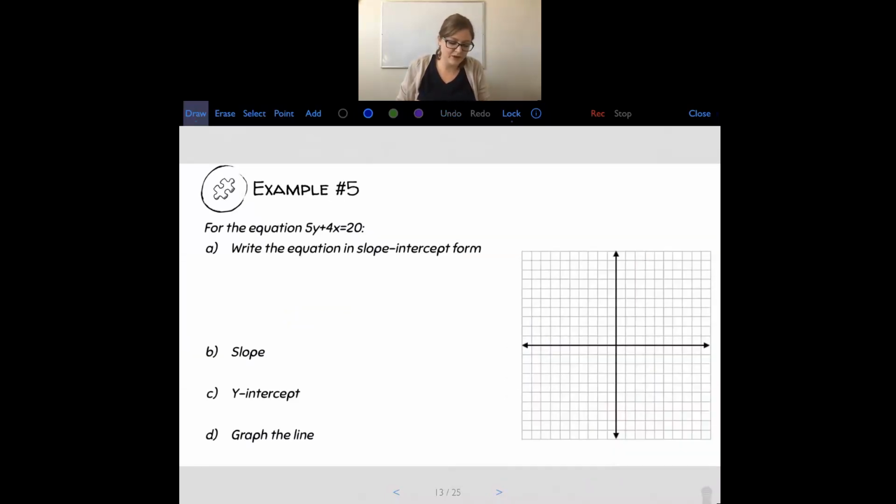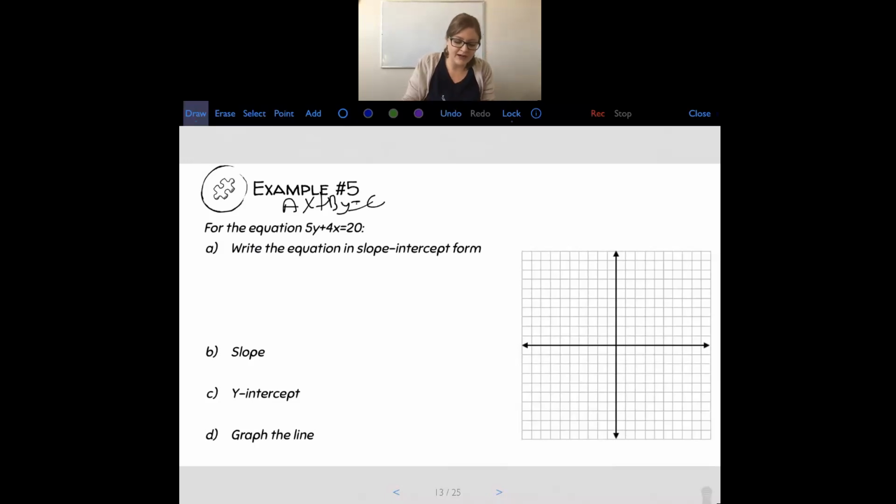Okay, for the equation 5y plus 4x equals 20, we're going to do a few things with this one. We're going to write the equation in slope-intercept form. We're going to identify the slope, identify the y-intercept, and then use that to help us graph the line. Okay, so the equation is in standard form. Again, standard form is ax plus by equals c.